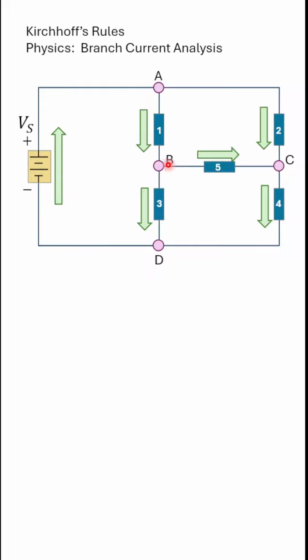Show flows through each branch. Label the flows, and even if you don't know the direction, just put a direction in there, but be sure to show the voltage drop as indicated by a plus to minus going with the flow through a resistor.